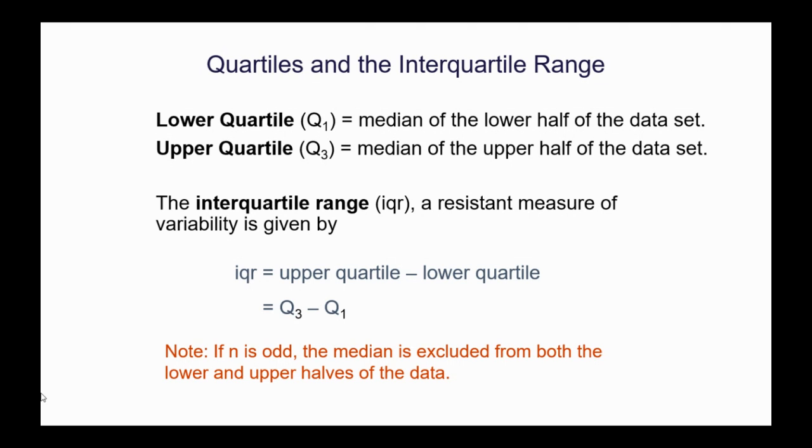And again, if n is odd, it is not included in either the upper or lower halves. We totally leave out the median. The median is left out. It's all alone. If n is even, then the median is not actually even part of the data set. We have to calculate it.